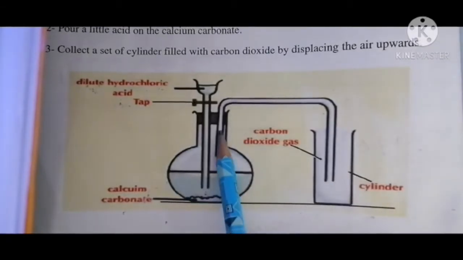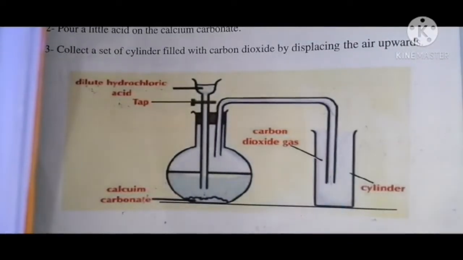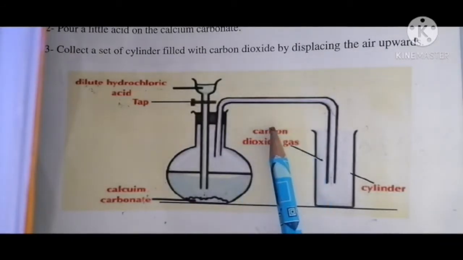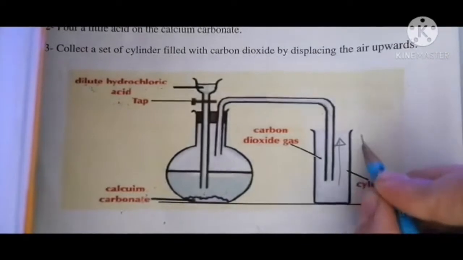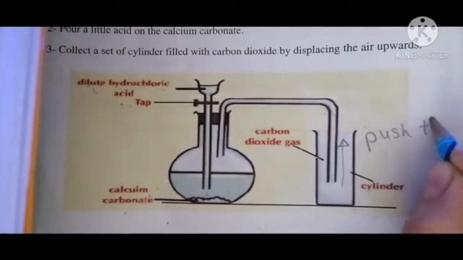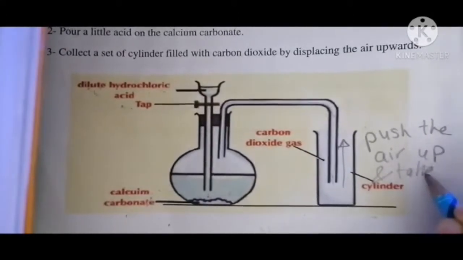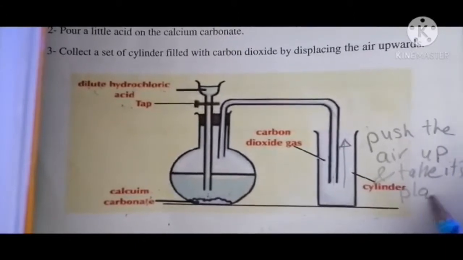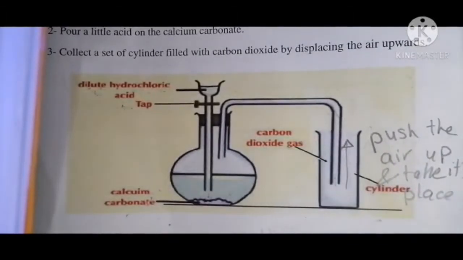This carbon dioxide is going to move in this thin tube until it reaches this cylinder. Is this cylinder empty? No, it is not empty. What does it have? It has air inside it. The carbon dioxide gas is just like the oxygen. It is heavier than the air. So it is going to push the air up and take its place until all the air is out of this cylinder and it will be completely filled with carbon dioxide.